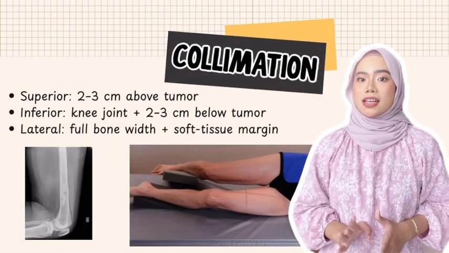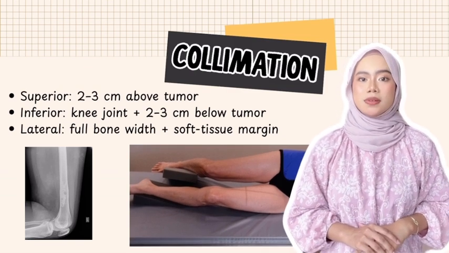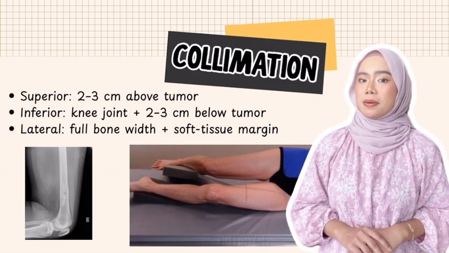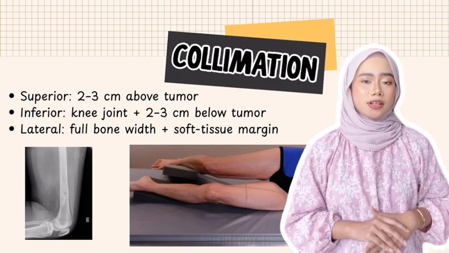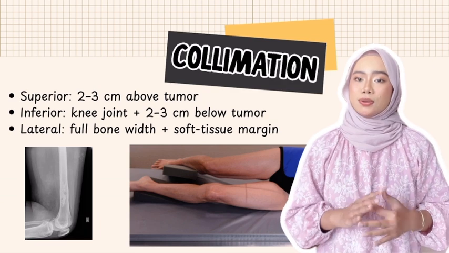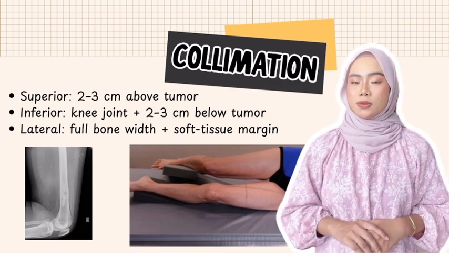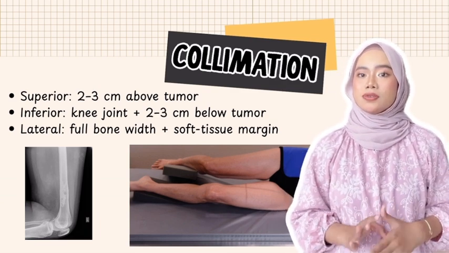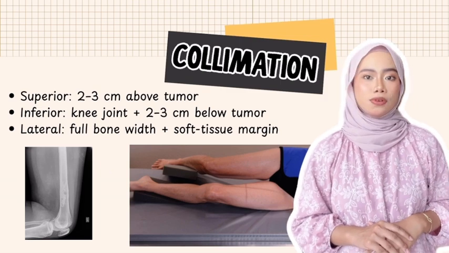For collimation, at the superior border, the structure that should be included is 2 to 3 cm above the tumor. At the inferior border, the structure that should be included is the knee joint and 2 to 3 cm below the tumor. And at the lateral border, the structure that should be included is full bone width and soft tissue margin.